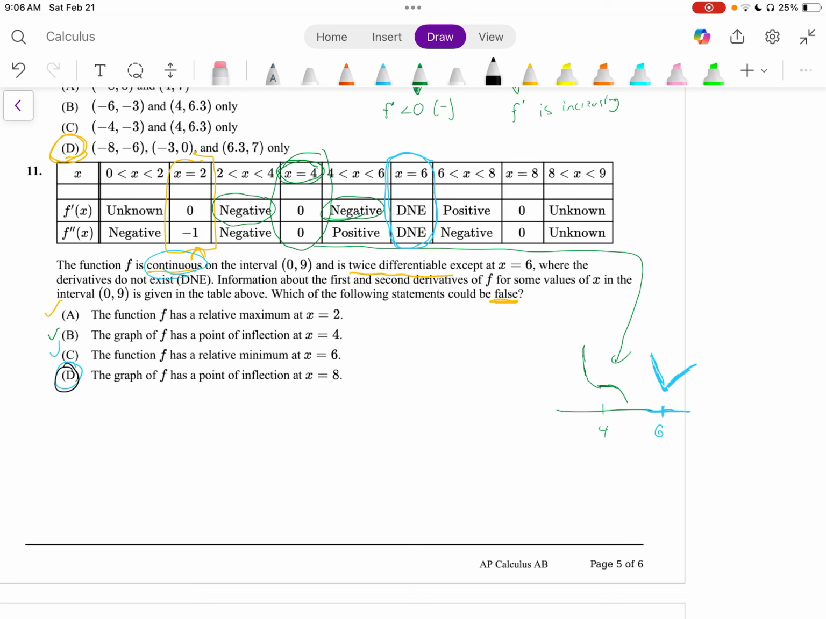D, the graph has a point of inflection at x equals 8. At x equals 8, the derivative is 0.